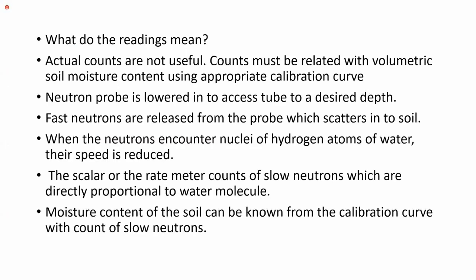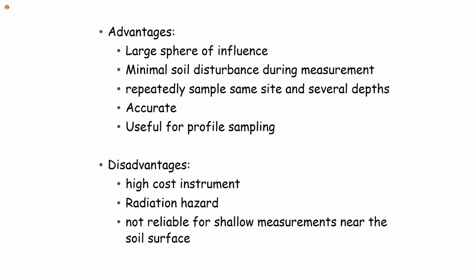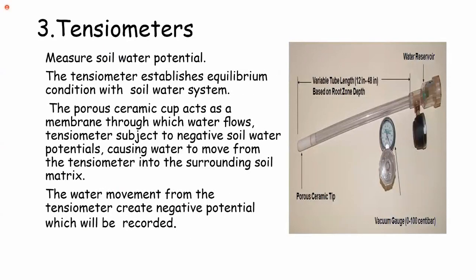So when you put it on the soil surface, maybe these fast moving neutrons will escape into the atmosphere. So at the surface, the measurement is not reliable. Those are the disadvantages of this method. So that finishes the neutron probe.